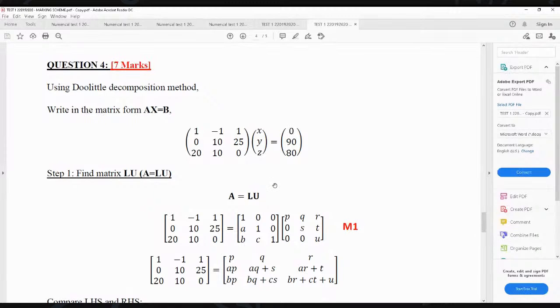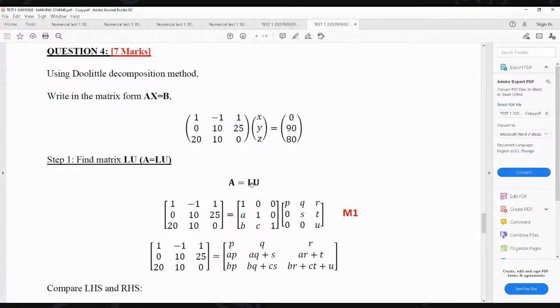Cholesky and Thomas, you need to decompose matrix A to lower and upper. For Cholesky, lower is equal to lower transpose, U is equal to L transpose. For Thomas, you can use Crout, where the diagonal is one at the upper matrices.